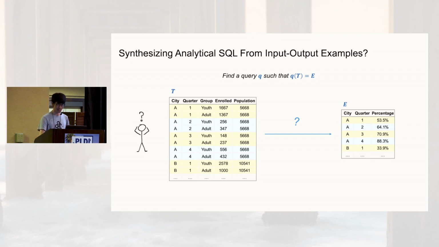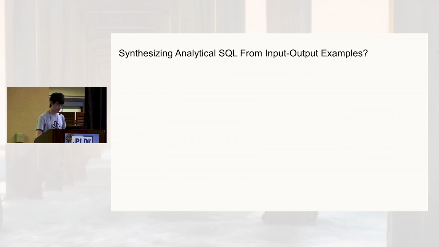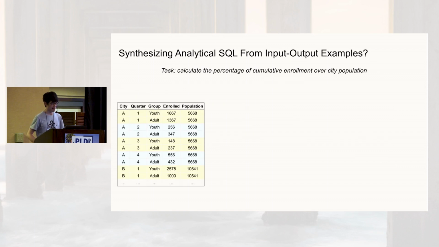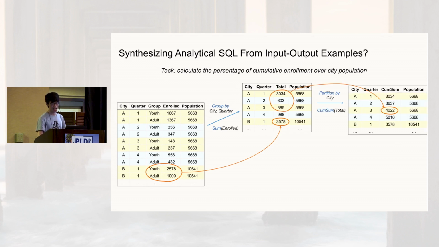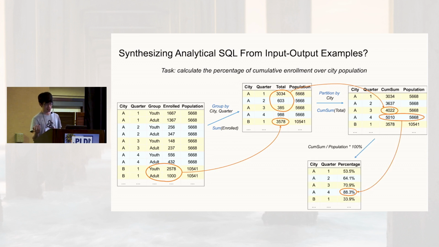Actually, let me just show you the answer. The task is that the user wants to calculate the percentage of cumulative enrollment over the city population at the end of each quarter. To solve this task, there are 3 steps. First is to group by city and quarter to get the total enrollment number for both age groups, combining the numbers together. After that, we can partition by city to get a cumulative sum over the quarters, like we did in the first table. And then we can divide this cumulative sum by population, and so we get a percentage.